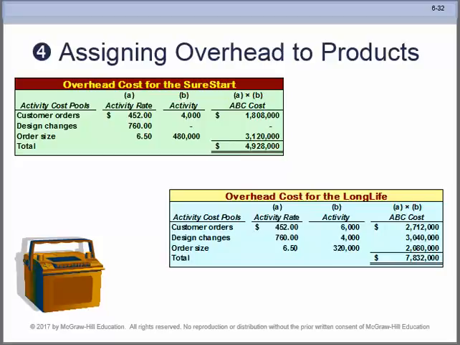And then the overhead cost for the long life using the same measures. Notice here how the long life has a charge for the design changes as an activity, where it does not for Sure Start, because Sure Start didn't have any need for design changes. And that gives us a total of $7,832,000 for the long life battery.